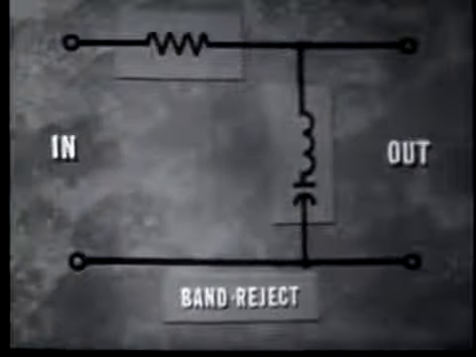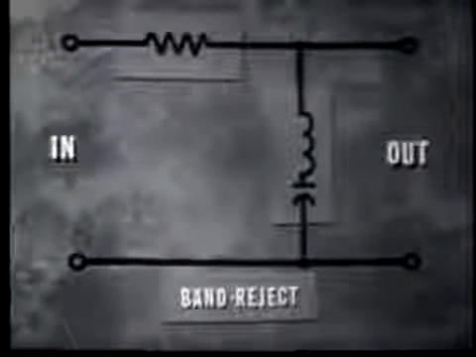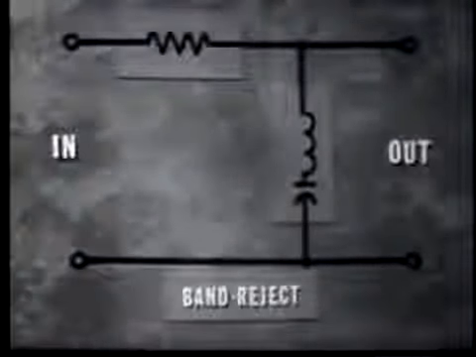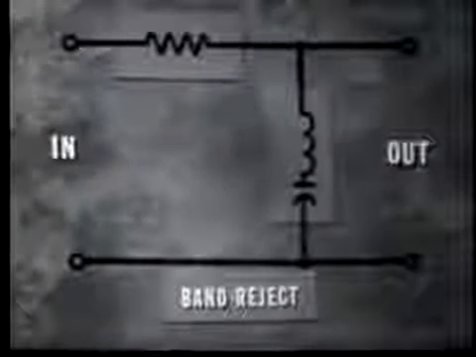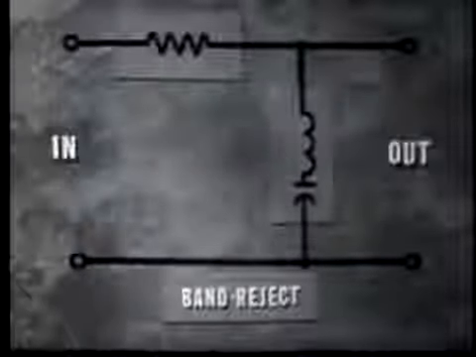Placing the tank in the shunt position reverses the filtering action. The tank offers minimum opposition to frequencies around resonance, thus does not develop a suitable output voltage. The band of frequencies right around resonance is rejected. At all other frequencies, though, tank impedance is maximum. Thus, output voltage is developed. All frequencies off resonance are passed. That pretty well sums up what we covered in the first lesson on filters.